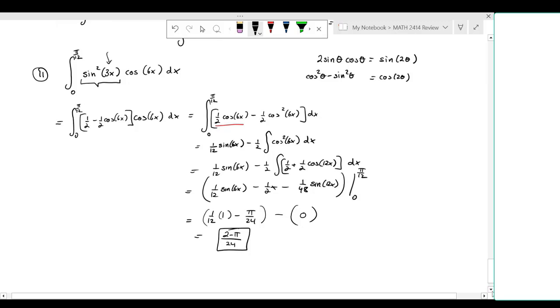But here we took advantage of the fact that 6x was double 3x, and when we use the power reducing identity, we double the angle. Does anybody remember what happens when you have, say, sine of 3x, and then let's say cosine of 7x? Right, where these arguments are not the same, but there are some trig identities we can use.